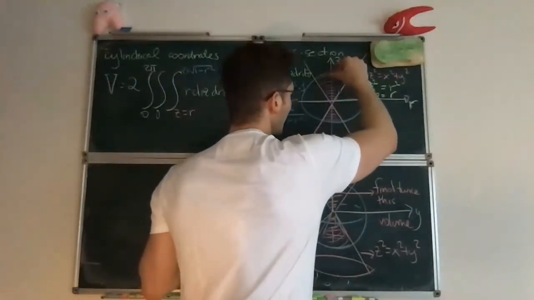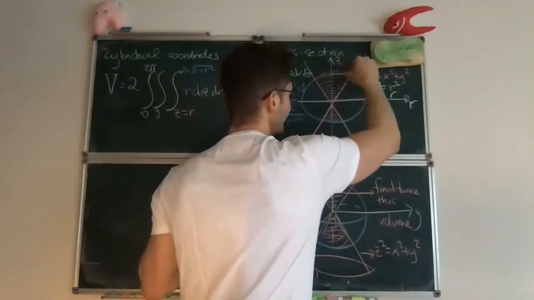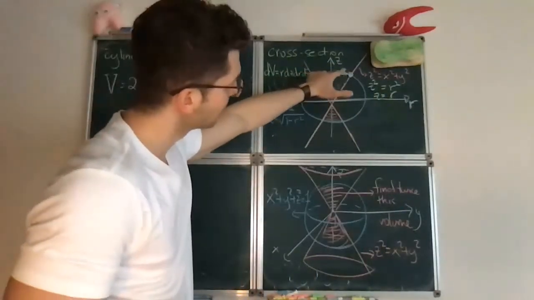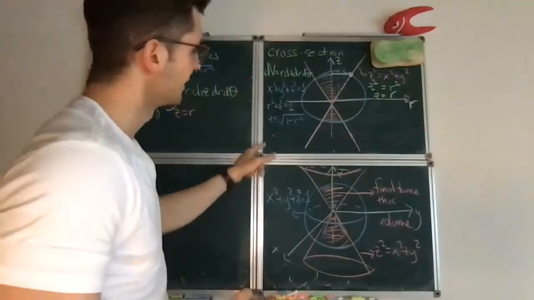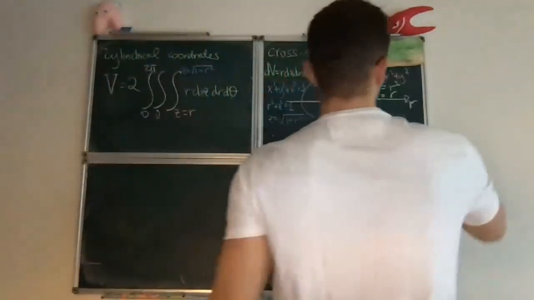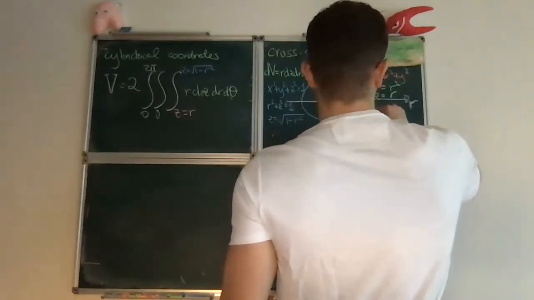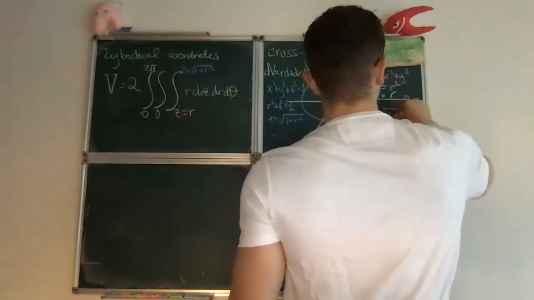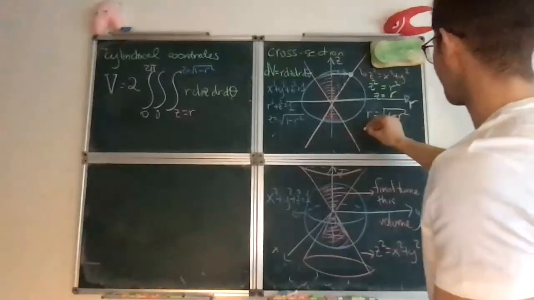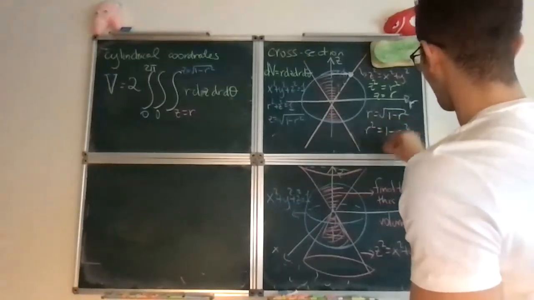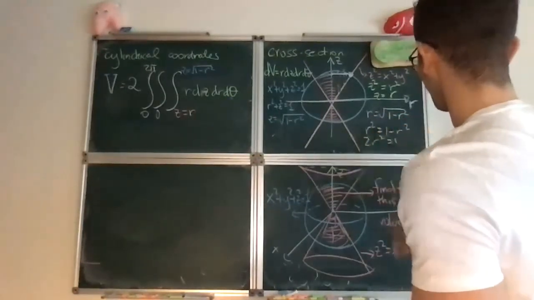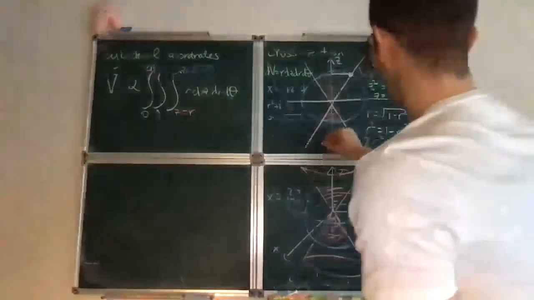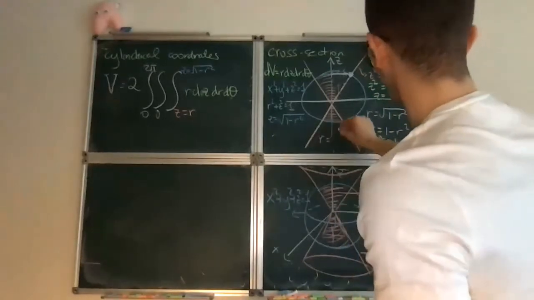Well, the largest value of R is precisely here, and that's the point where the blue and pink curve intersect. So that's the point where these two equations are the same. When these two are the same, you get that R equals root of 1 minus R squared. And so this means that R squared equals 1 minus R squared, or 2R squared equals 1. And so R equals 1 over root 2.